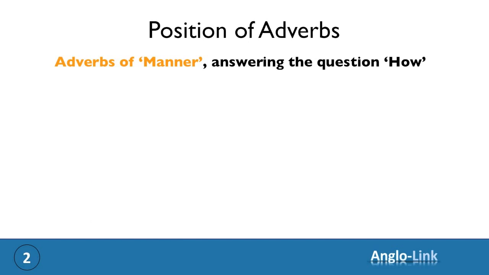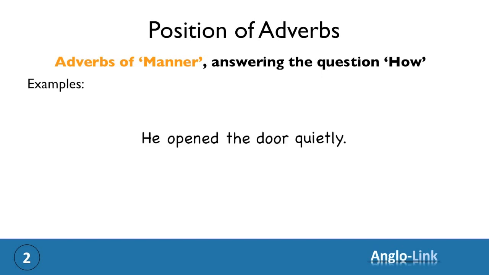Let's look at some examples. He opened the door quietly. So you have the who, what, and how. Now, because the how is an ly adverb, you can put it before the main verb, like any other adverb, and stress it with your voice. He quietly opened the door.